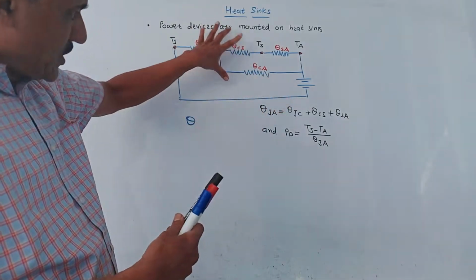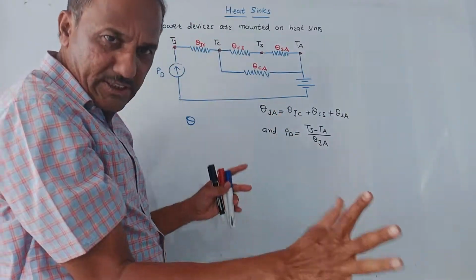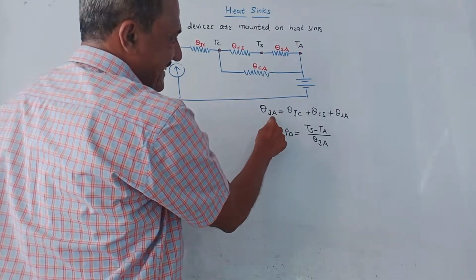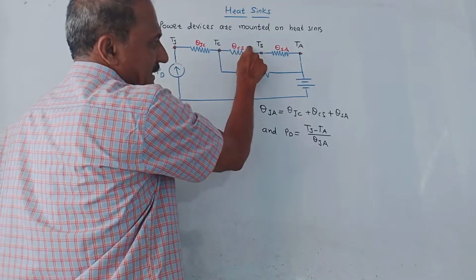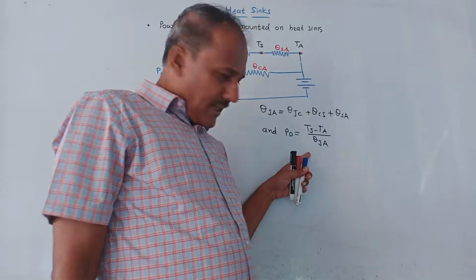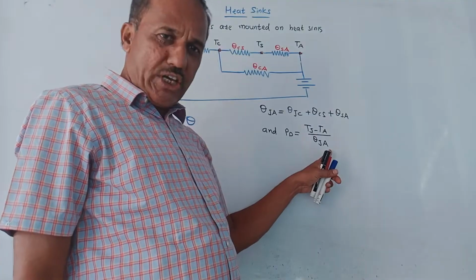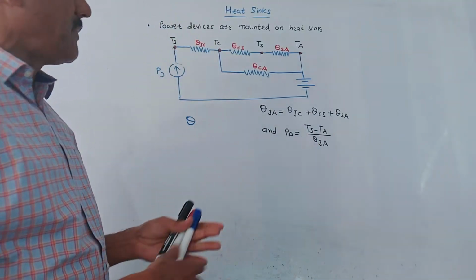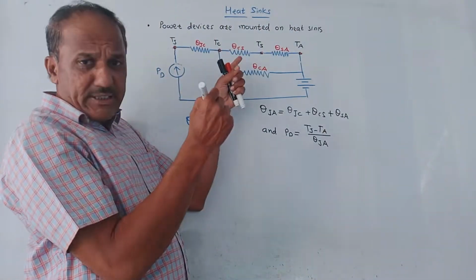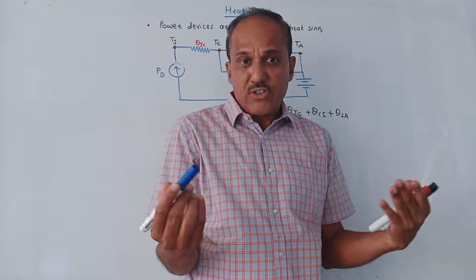We can easily write that the total thermal equivalent resistance is the addition of these. That means the total thermal resistance from Tj to Ta, theta Ja, is theta Jc plus theta Cs plus theta Sa. Using the electrical equivalent analogy, the power dissipation is given by Tj minus Ta upon theta Ja, where theta indicates the thermal resistance. Now, as far as the design considerations are concerned, the value of theta Cs depends on the material that you are using for the manufacturing of the heat sink.